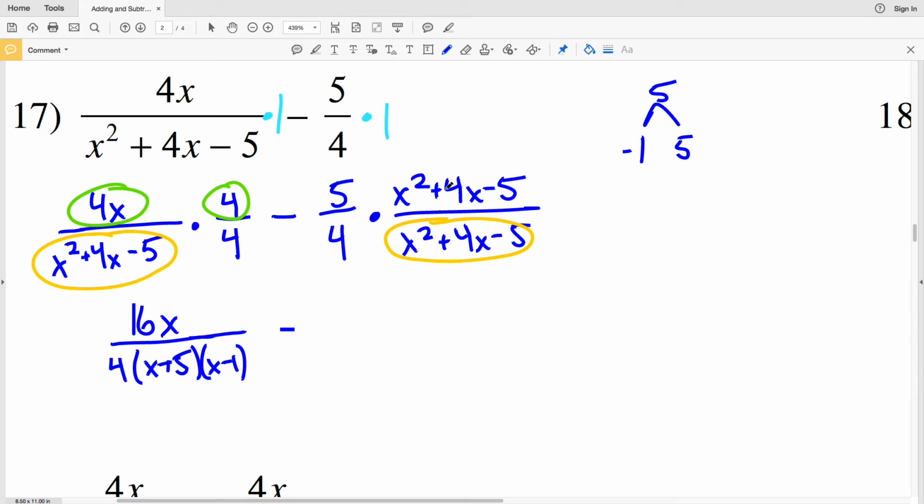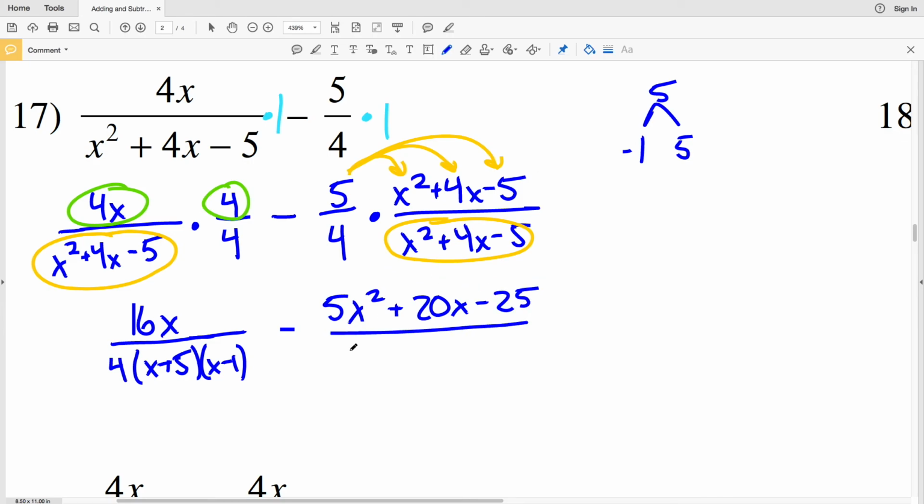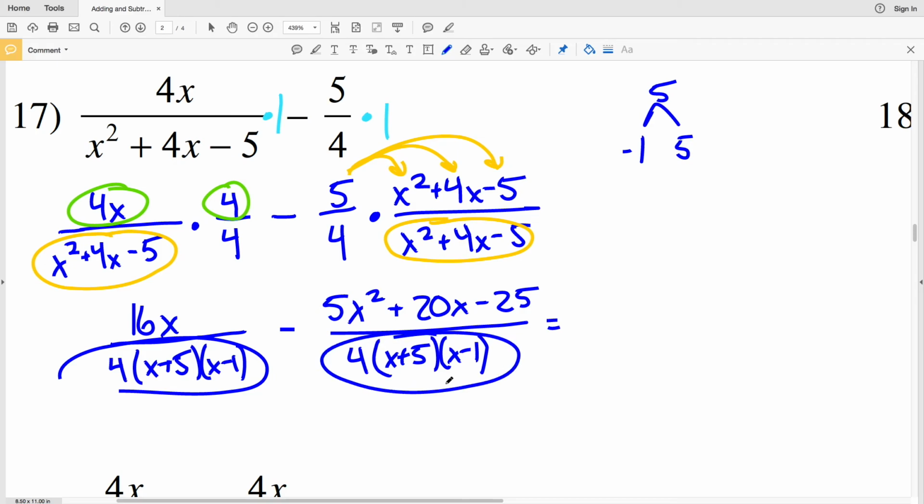And then I'm subtracting. Now I'll distribute this 5 to x squared, 4x, and 5. So 5 times x squared is 5x squared, plus 5 times 4x is 20x, minus 5 times 5, which is 25. And that's all over, again, 4 times our factored form of our quadratic, which is x plus 5 times x minus 1. You can see that I have the same denominator, therefore I can subtract the numerators. I'll subtract them by combining like terms. So I'm going to take this 16x and subtract 20x.